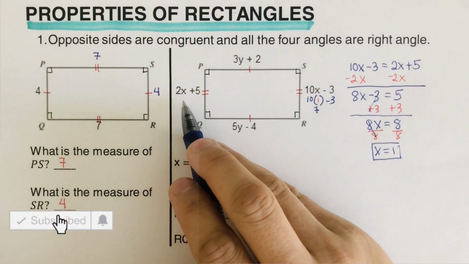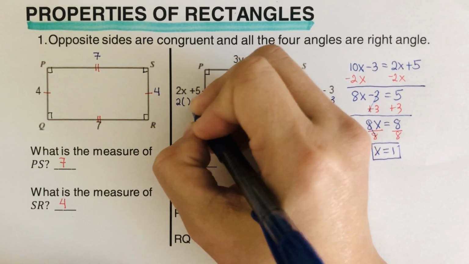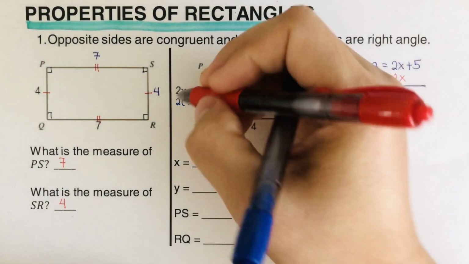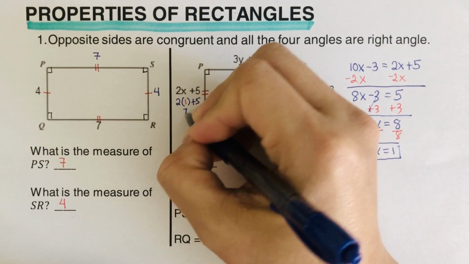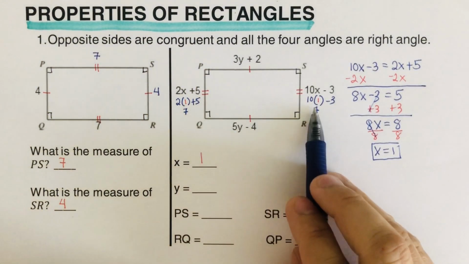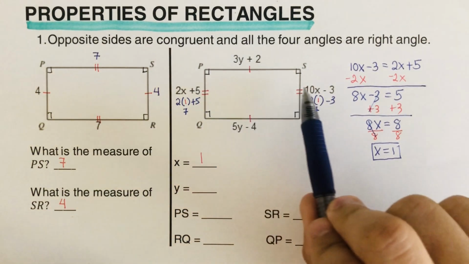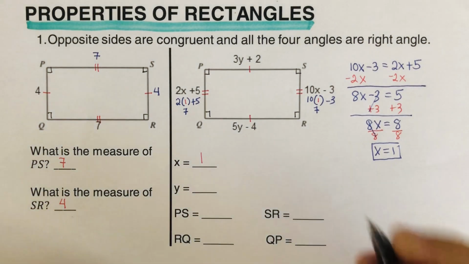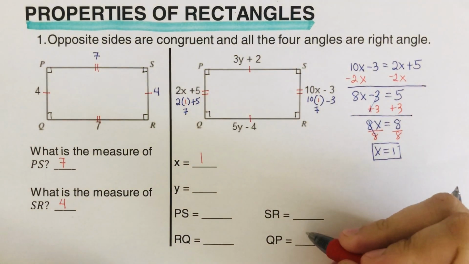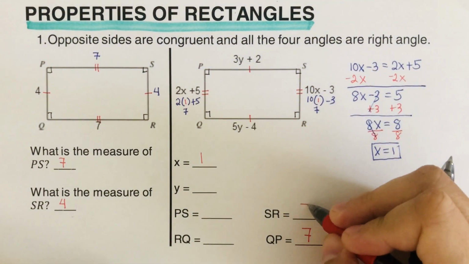Now let's see what the other side is. That would be 2 times x plus 5. The x was 1, so 2 times 1 is 2, plus 5 is 7. So both sides are equal since they are congruent. So we have PQ first. QP would be 7, and then RS is 7.